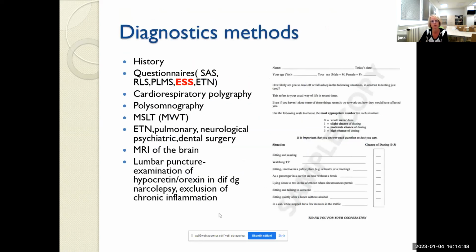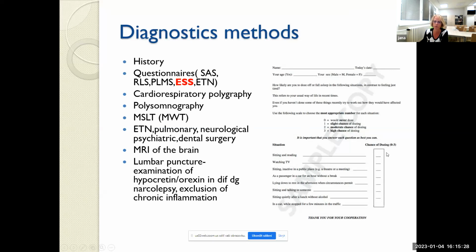If we want to diagnose sleep disorders, we need some mechanism to do it properly in each patient. We need, of course, the medical history. Then we have questionnaires, and I have especially pointed out the Epworth Sleepiness Scale, which is a self-reported questionnaire where the patient evaluates himself or herself in conditions like sitting and reading, watching TV, sitting inactive in a public place, being a passenger in a car or a car driver, or sitting quietly after a lunch without alcohol.